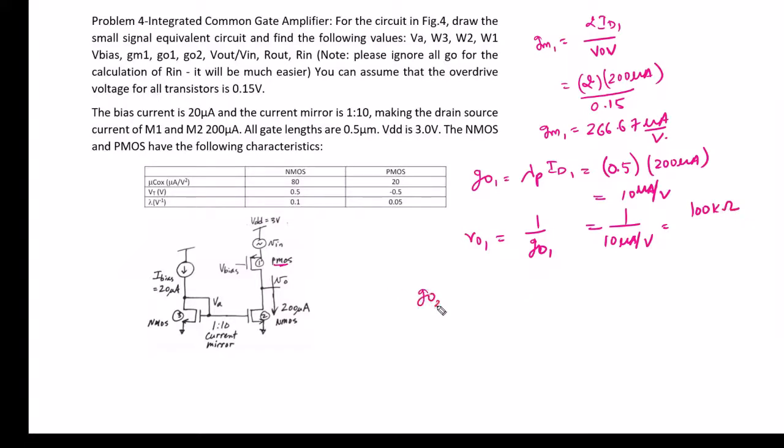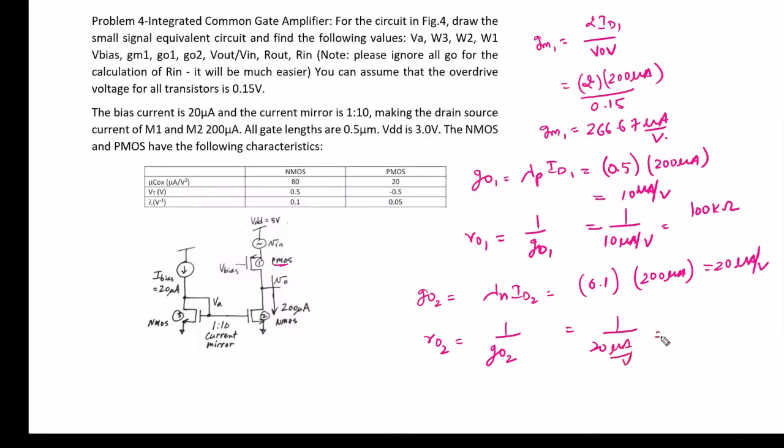Similarly we can find out GO2, and GO2 will be equal to lambda n ID2, and lambda n is given as 0.1 multiplied by 200 microampere, which will be equal to 200 microampere per volt, and RO2 we can calculate by inverting GO2, and RO2 will be equal to 50 kilo ohm.